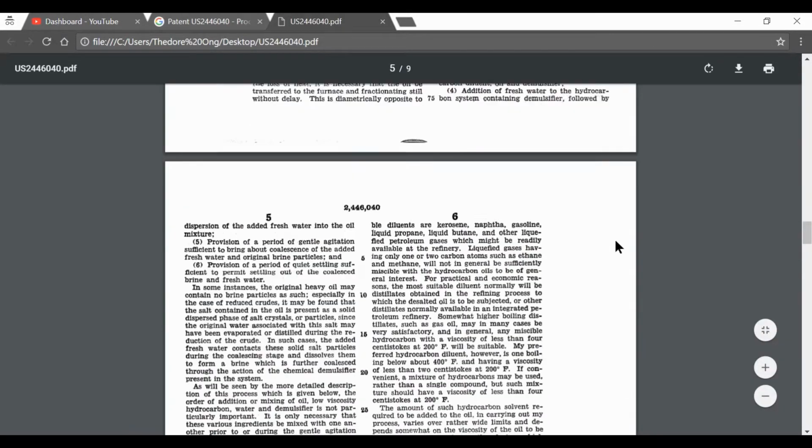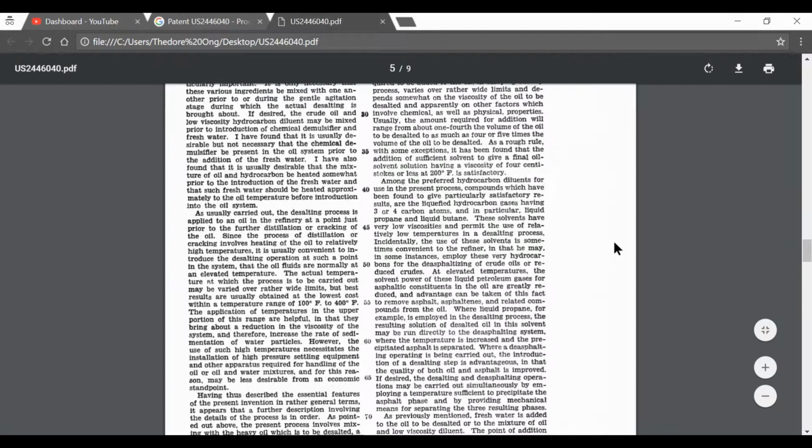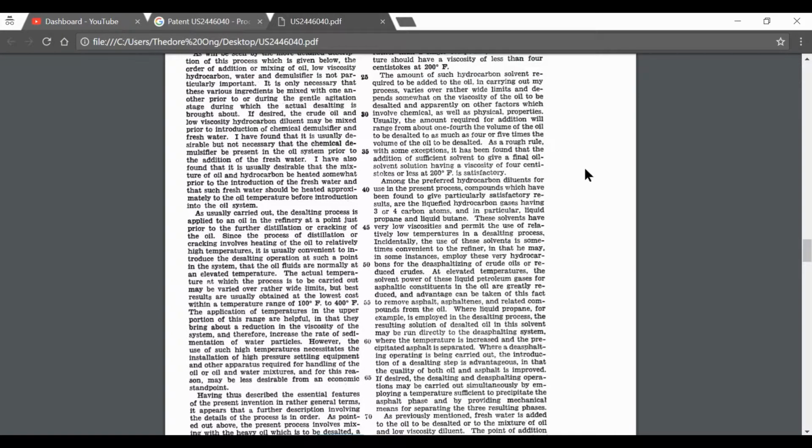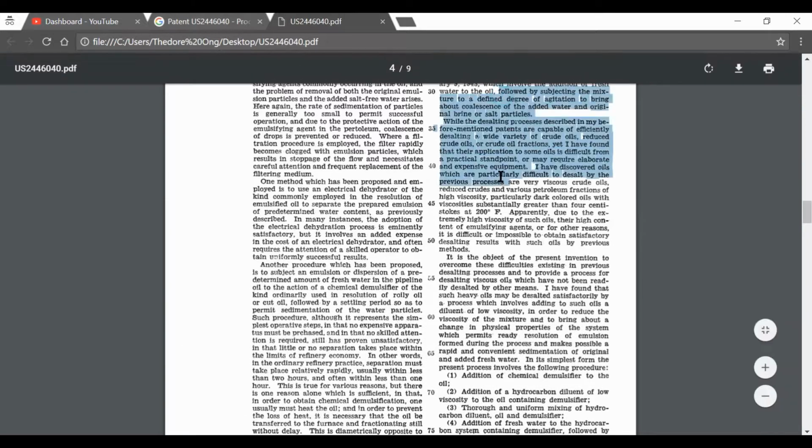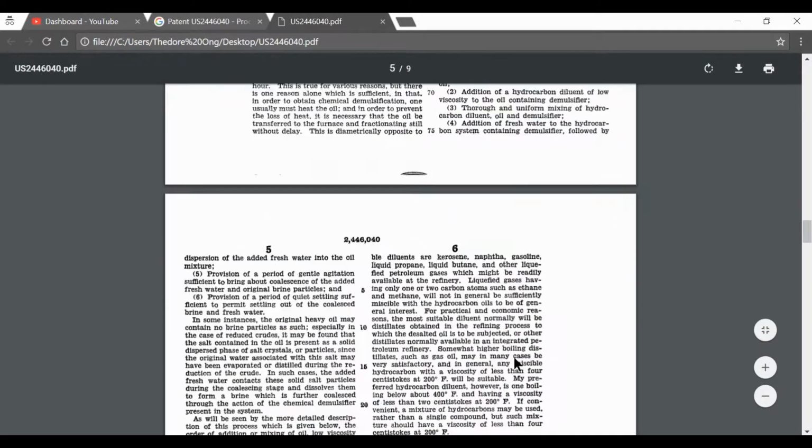Alright. That's so much. So he spends 1.5 pages talking about why his invention is so important and why you need to invent it. So here.